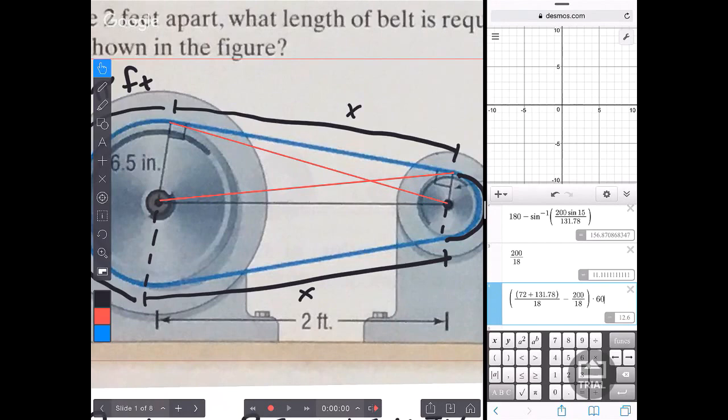Okay, so we want x. We know 6.5 and 2.5. And Emily says you could also find the opposite 2 angles. How am I going to find the opposite 2 angles, Emily? Can we form 2 triangles? That's what we're doing. Yeah, we're forming a few triangles.